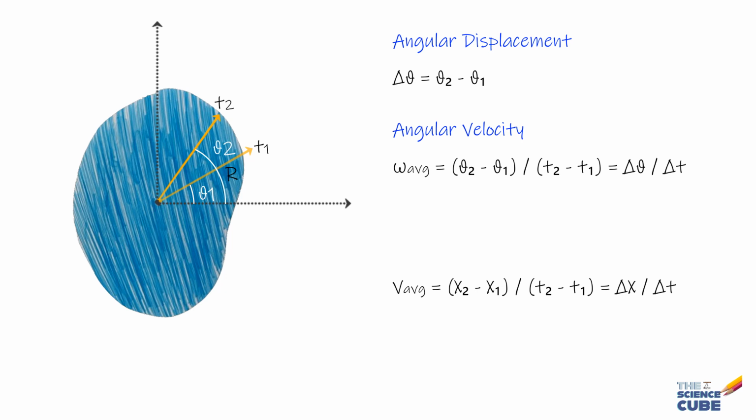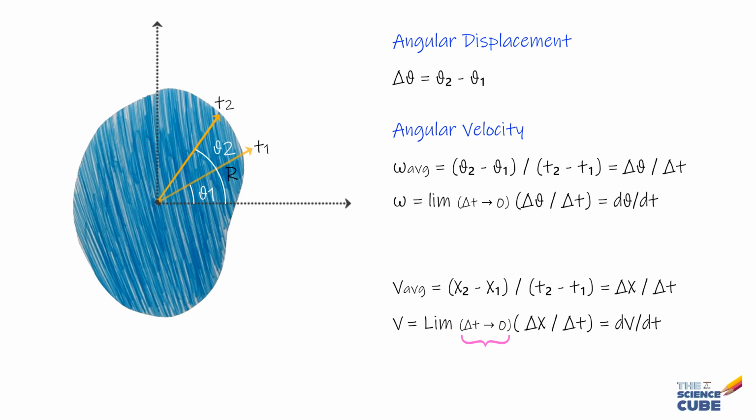And the way we define instantaneous velocity in linear motion, that is by reducing the time interval delta t to 0, that is v is equal to limit of delta t tending to 0, delta x upon delta t, we do exactly the same thing over here. So the instantaneous angular velocity omega is the limit of this expression as delta t approaches 0, and this is nothing but d theta upon dt. So if we know the angular position as a function of time, we can find the angular velocity by taking its first differential with respect to time.